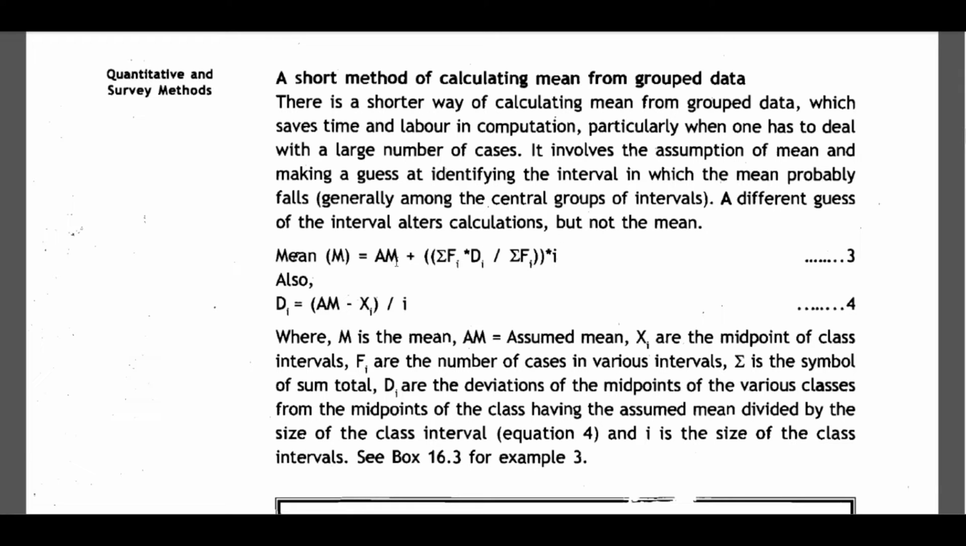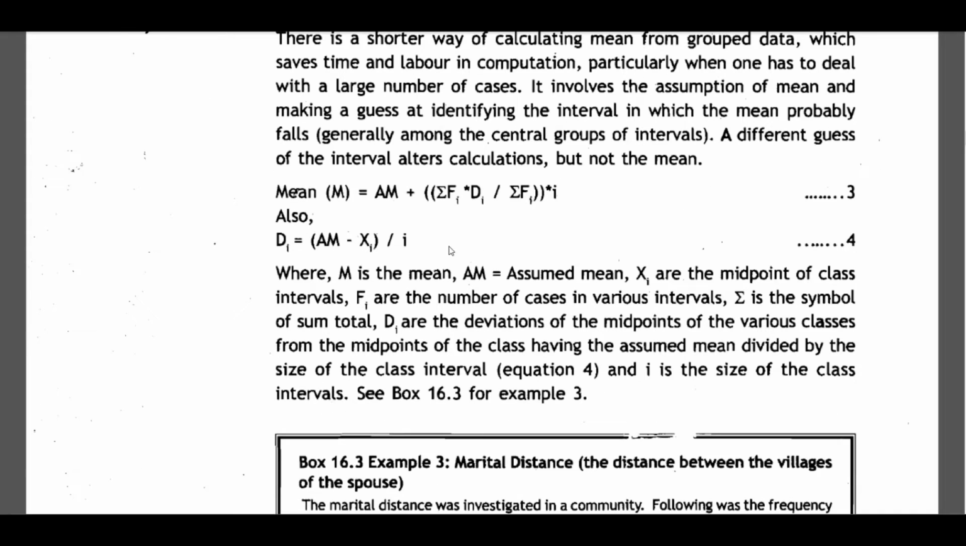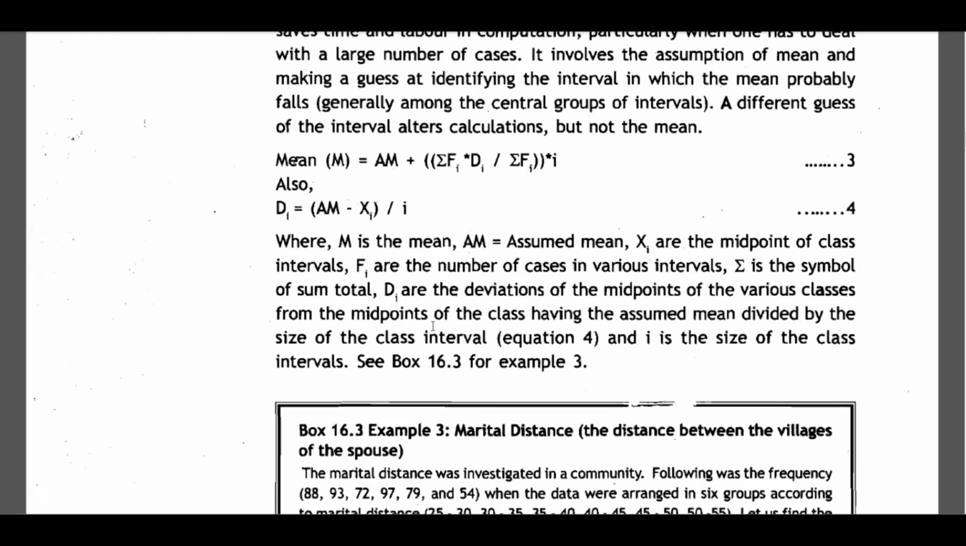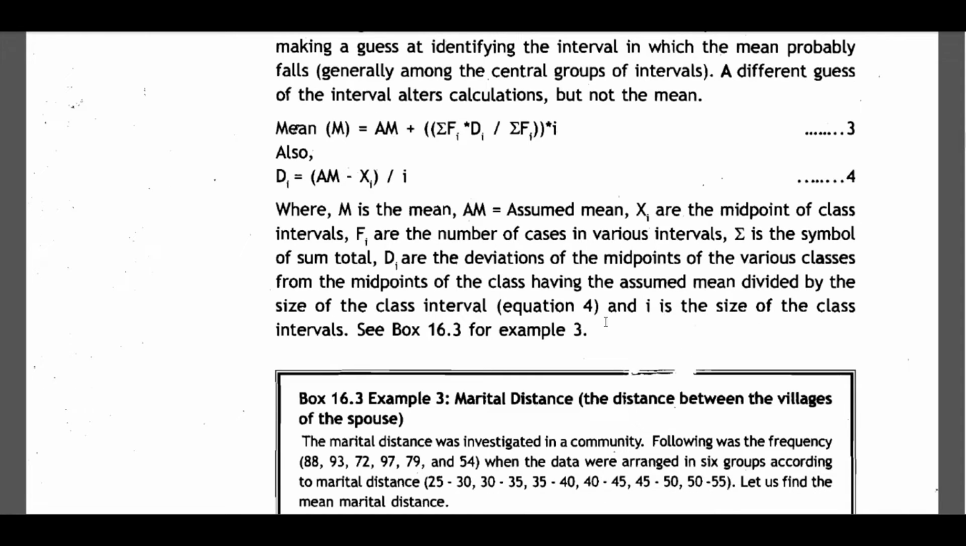Mean m is equal to am plus sigma fi di divided by the total number of frequencies, into i. Also di is equal to am minus xi divided by i, where m is the mean, am is the assumed mean, xi is the midpoint of the class intervals, fi is the number of cases in the various classes, sigma is the symbol of total, di is the deviation of the midpoints of the various classes from the assumed mean divided by the size of the interval, and i is the size of the class interval. See Box 16.3 for the example.